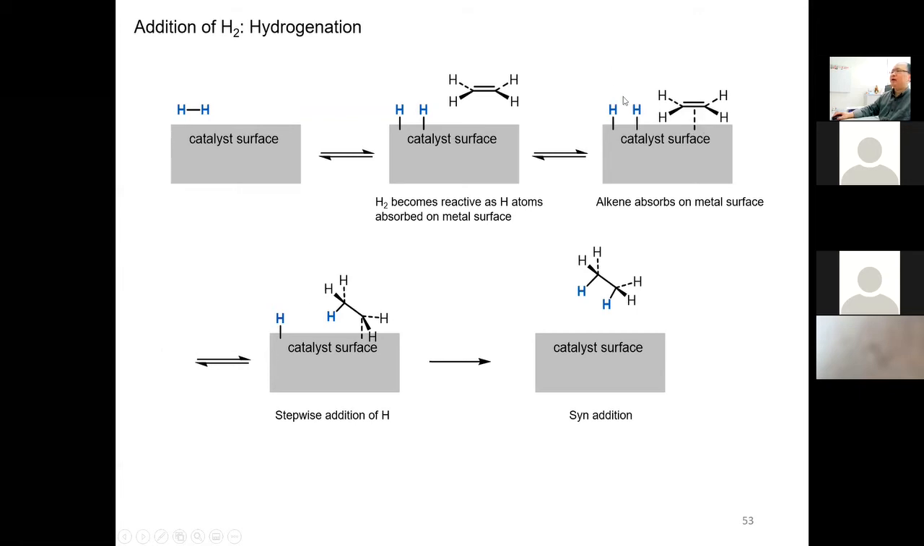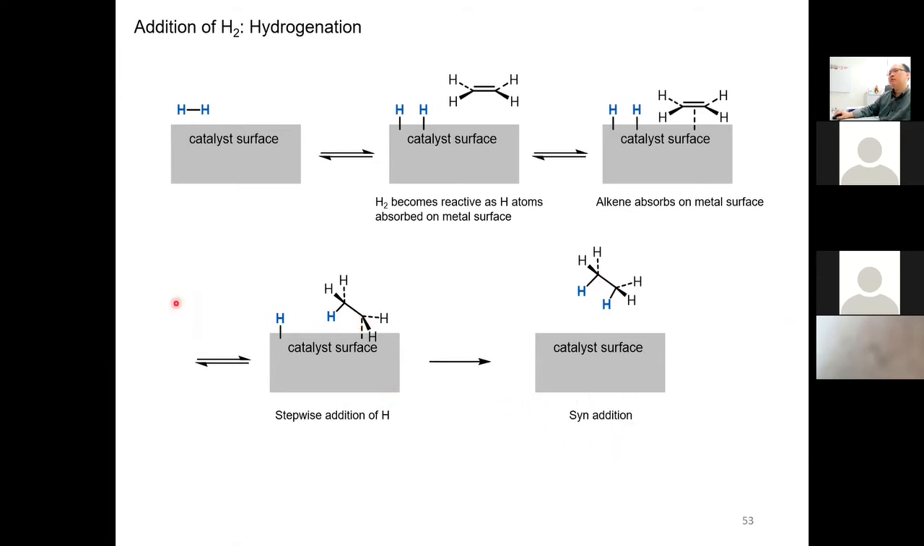Then the first reaction happens when one of the hydrogen atoms is transferred to this carbon. Then this side is open now, and this carbon is still connected to the catalyst surface. The next reaction transfers another hydrogen atom to this carbon. Just remember, because this reaction happens on the catalyst surface in a stepwise manner, once the first hydrogen is connected, the second one will be on the same side. So it's overall a syn addition.